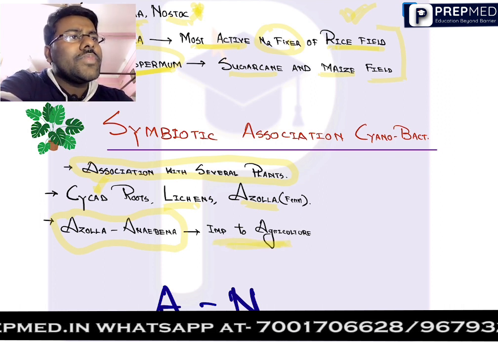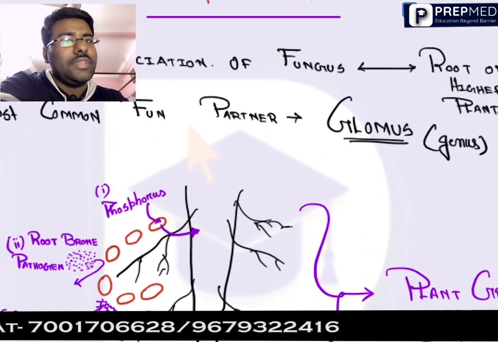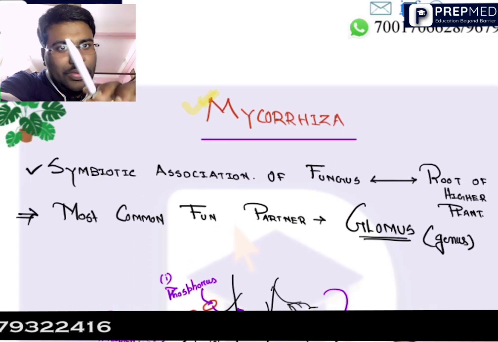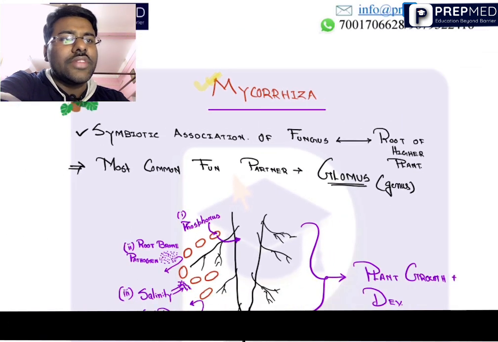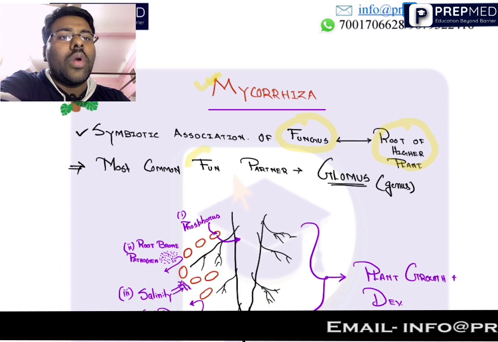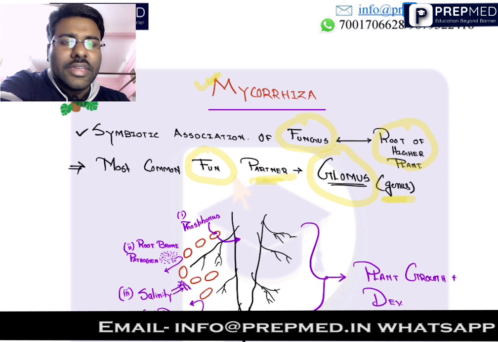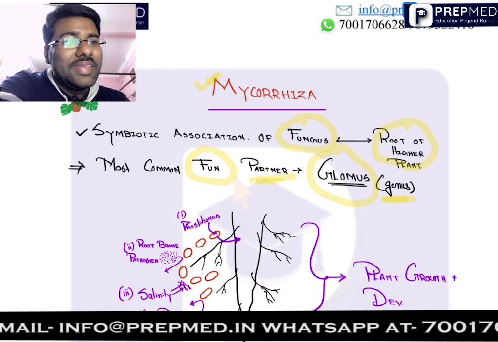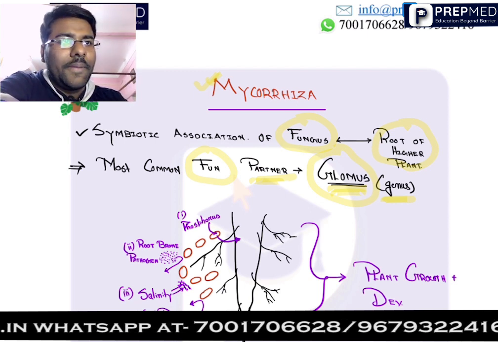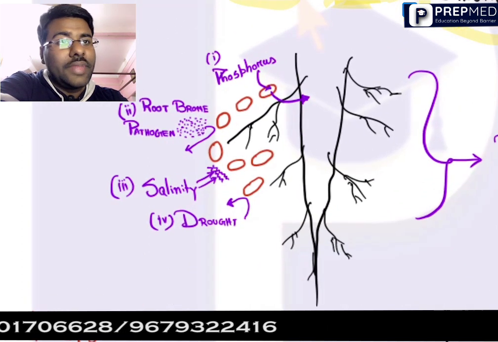So very easy. Now coming to the most interesting topic, the mycorrhiza part of this discussion. The mycorrhiza is the fungus part. You firstly know that this is the symbiotic association between a fungus and the root of the higher plants. The most common fungal partner is the genus Glomus. This Glomus is the most common fungal partner in the mycorrhiza.